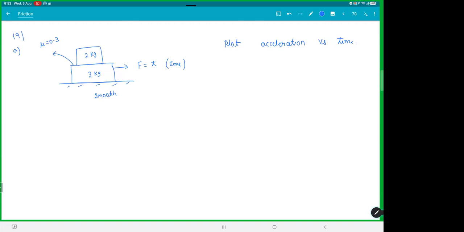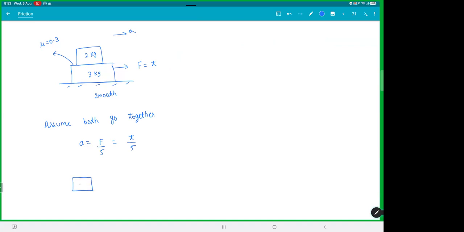So same story. Step one, assume both are going together. We start like that only. Acceleration is a. So we get acceleration equal to F by 5, which is t by 5. So your acceleration is not constant, it is increasing with time. Take any one block. I will take the 2 kg block. The friction will be forward, and this is the acceleration. We get f is equal to 2a, which is 2t by 5. Remember, this is the required friction.